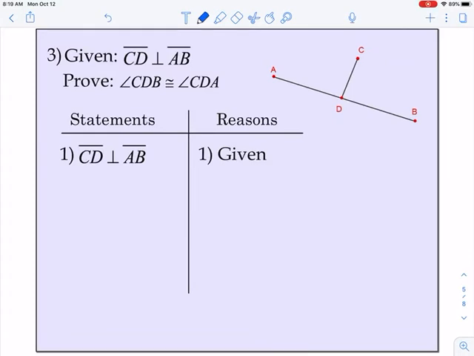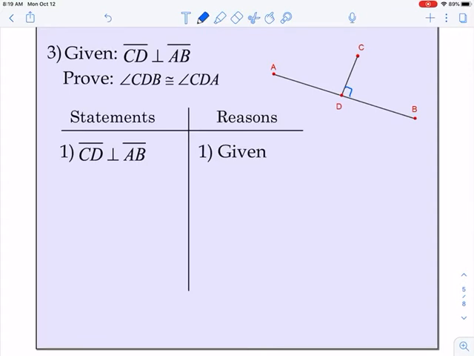So here we're told that CD is perpendicular to AB, and we want to prove that angle CDB is congruent to angle CDA. So again, if CD is perpendicular to AB, I'm just going to put my little box in there. That's perpendicular. And I already wrote my given in there. The only thing that we know is that CD is perpendicular to AB, and that's given. And back from that first slide, what do you know about perpendicular lines? They form right angles. So all I'm going to do in step 2 is state my 2 right angles.